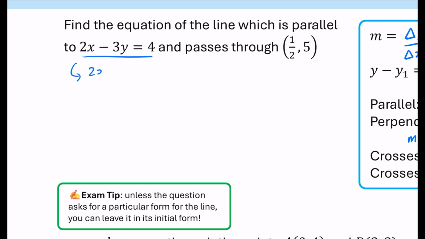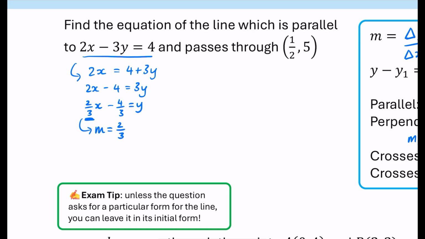So if I add the 3y to the other side, I get that 2x equals 4 plus 3y. I'll subtract the 4 as well, so I get 2x minus 4 is equal to 3y. And then to get y as the subject, I will divide by 3. So that's 2/3 x, just need to divide the 2 by 3. And we get 4/3 is equal to y. So this now tells me, from this line, we can see that the gradient is going to be 2/3.